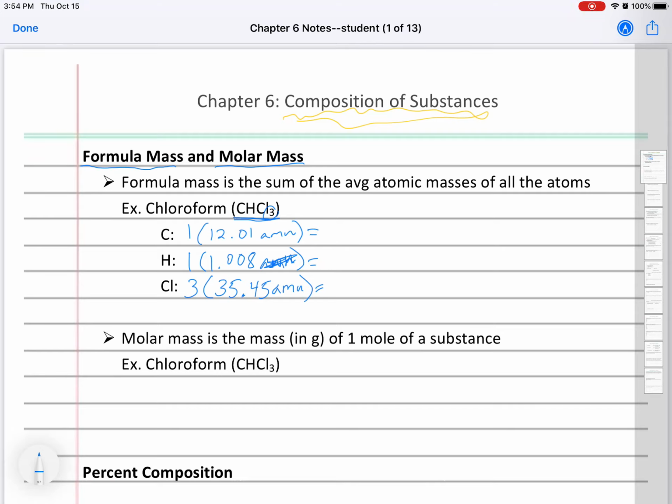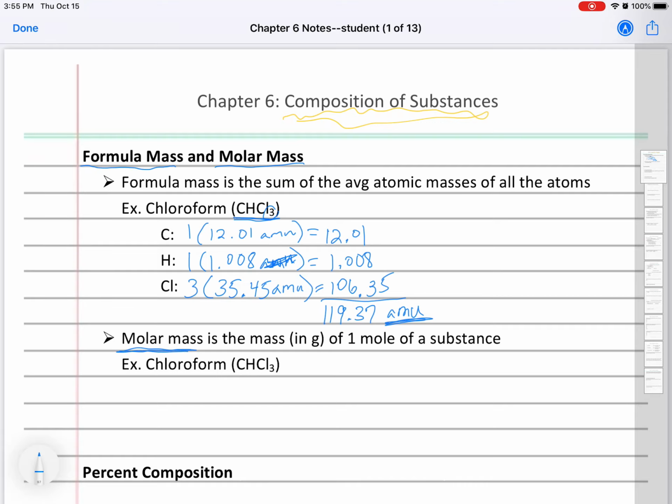So we're going to calculate these totals and add them all up, sum them together. 3 times 35.45. And these are all in atomic mass units. So our total here of 119.37 atomic mass units. So formula mass is in atomic mass units. We added up the mass of all of the atoms. All right. You are familiar with doing this because this is what we've been doing to calculate molar mass.